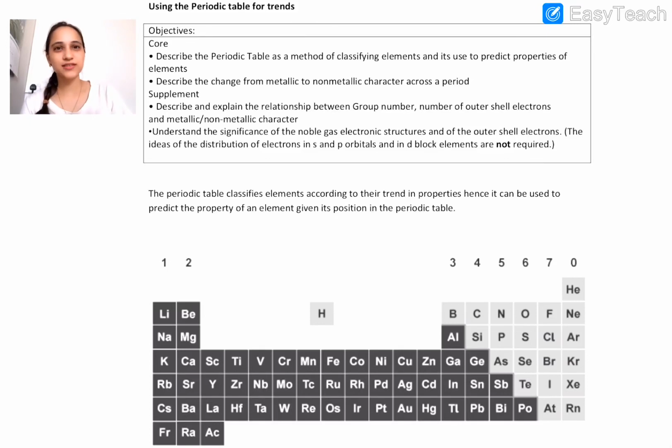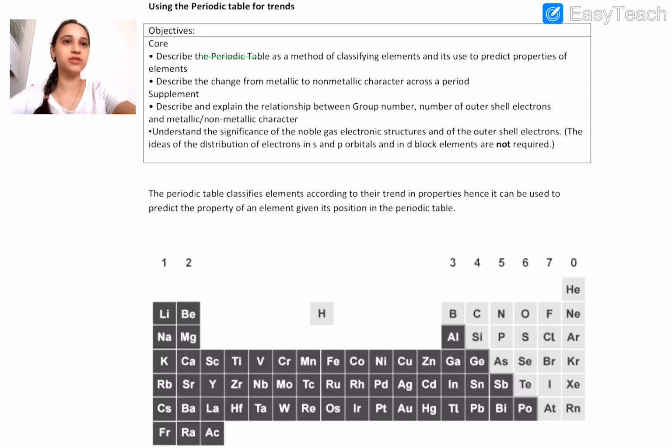Hi everyone, so in this video I'm going to explain how the periodic table can be used to help you to write electronic configuration and how electronic configuration can be used to know a little bit more about the element. So these are the objectives that are going to be addressed.